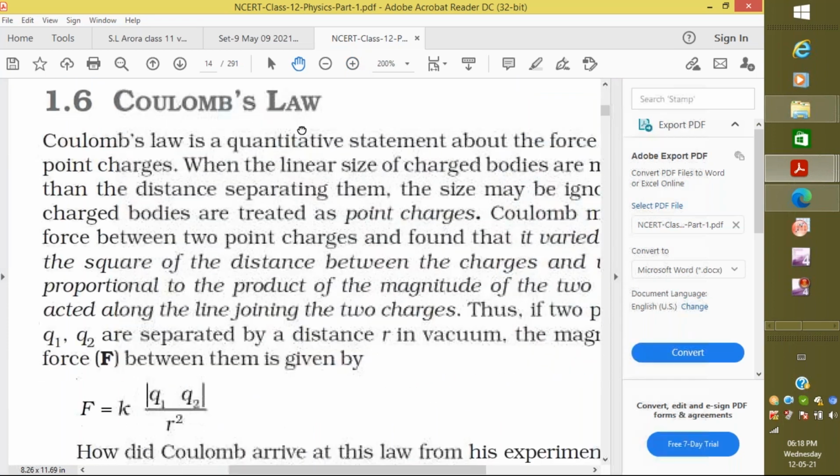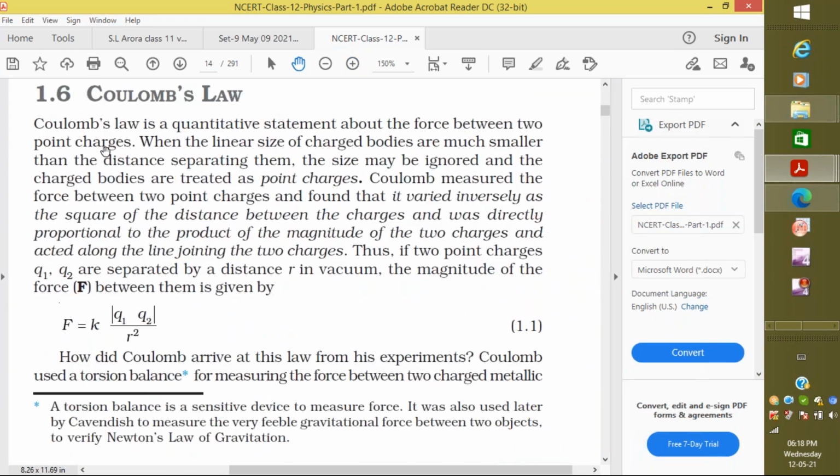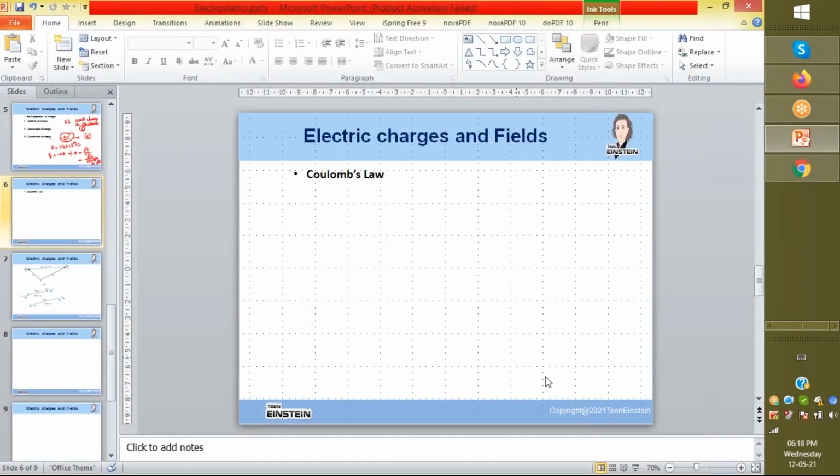See, Coulomb's law is a quantitative statement about the force between two point charges. Now you might be thinking, sir, what does point charge mean? See, in this universe, Coulomb's law is applicable everywhere. We'll see.